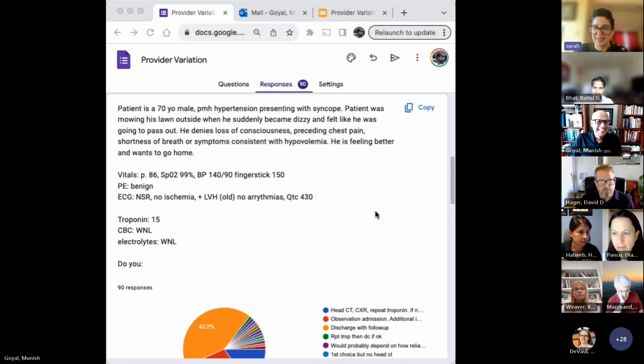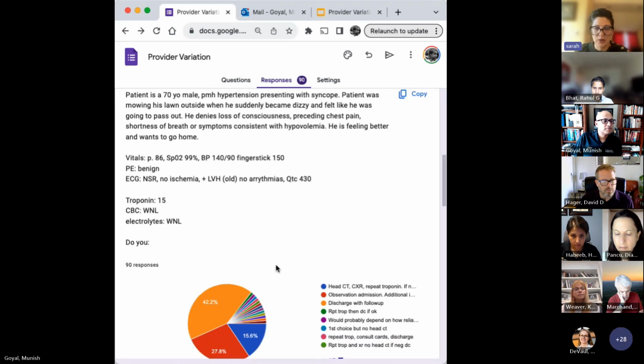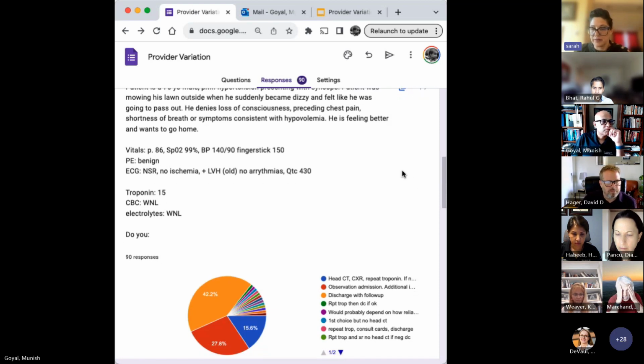So this is another case that we see every day. An elderly person, 70, coming in with, let's say, pre-syncope and not syncope because he technically didn't lose consciousness, right? And his exam is fine, his testing is all fine. And we do see that a significant portion of people who participated are admitting this patient, right? I mean, 27.8% are admitting this patient. And then a lot of other people are doing head CTs, chest x-rays, repeat troponin, and then if that's all negative, are discharging. And then 42% are just discharging outright.